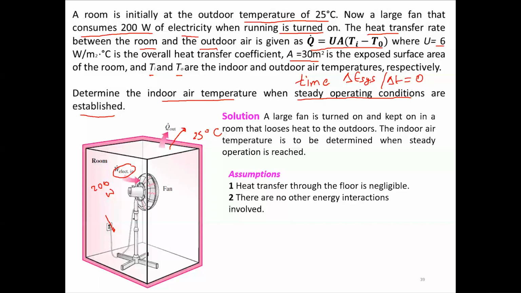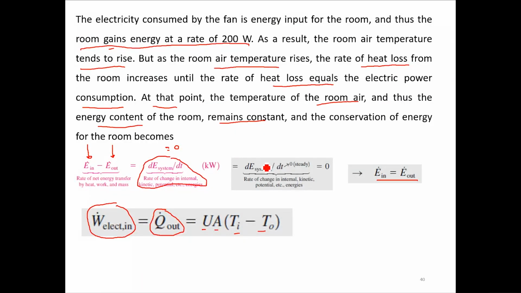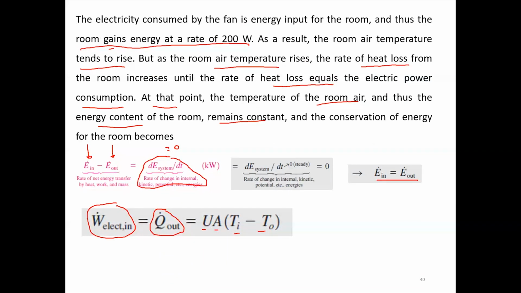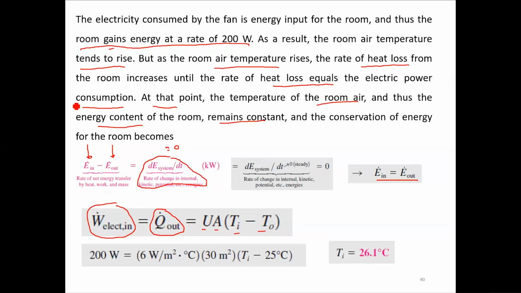So E in minus E out. E in would be the electrical work coming into the system, expressed per unit time, which is power. And Q out, or the rate of heat transfer, is expressed by the equation UA times the temperature difference. Electrical work in is 200 watts, and U is already given, 6. Area is given, 30 meters square. And the outside temperature is given as 25 degrees centigrade. Once you plug in the values, you'll find the inside temperature would be essentially 26.1 degrees centigrade. So at steady state conditions, this is the inside temperature at which the heat is being transferred to the surroundings according to this equation. Is it clear?